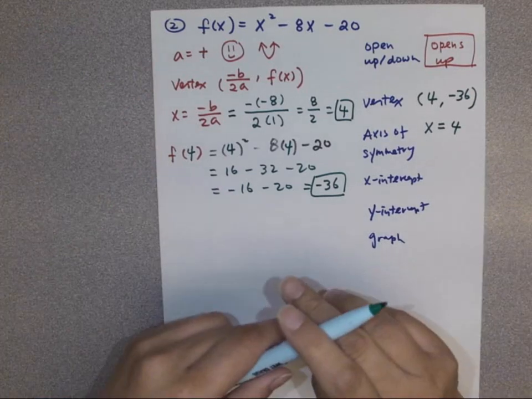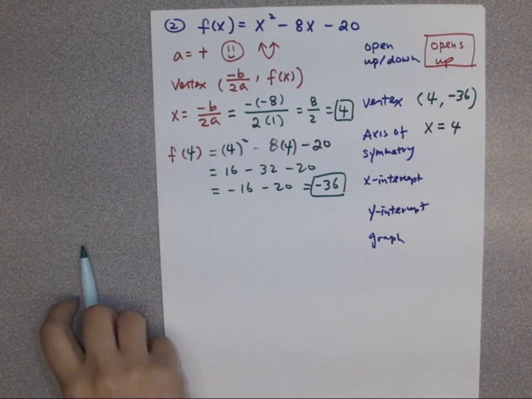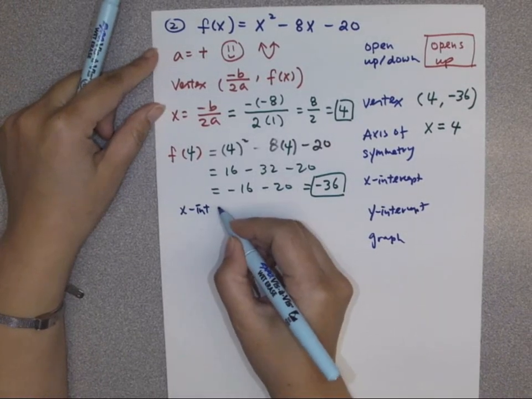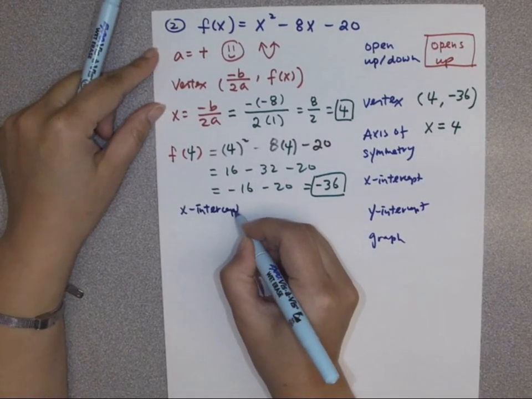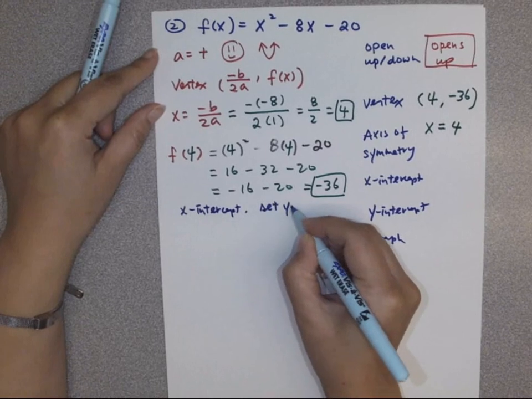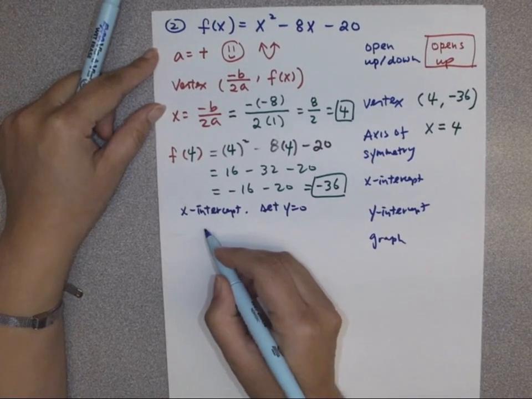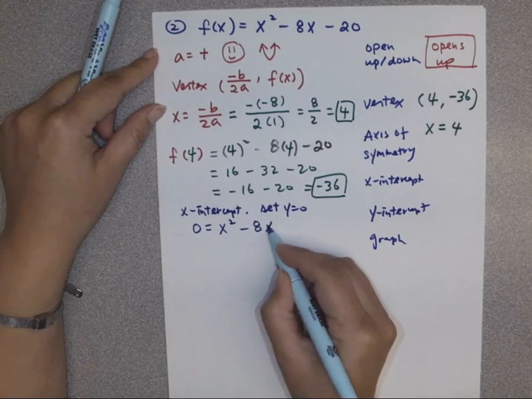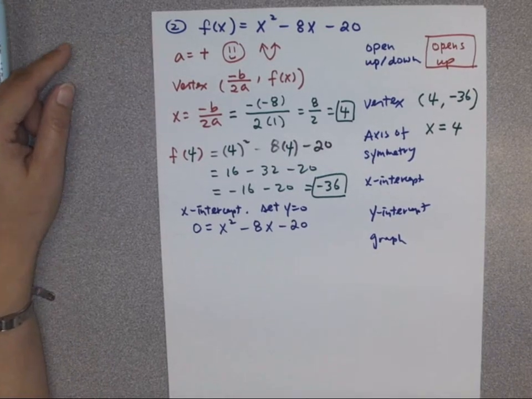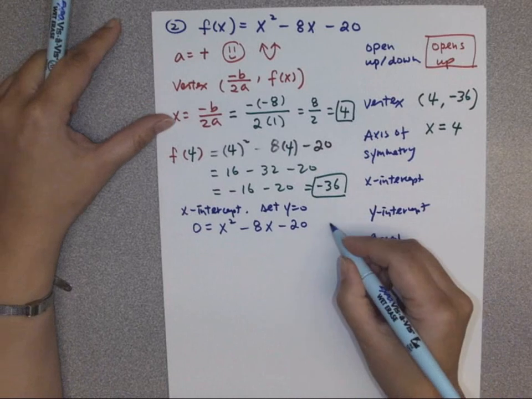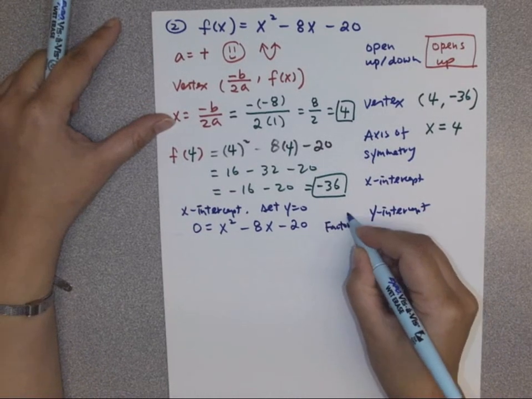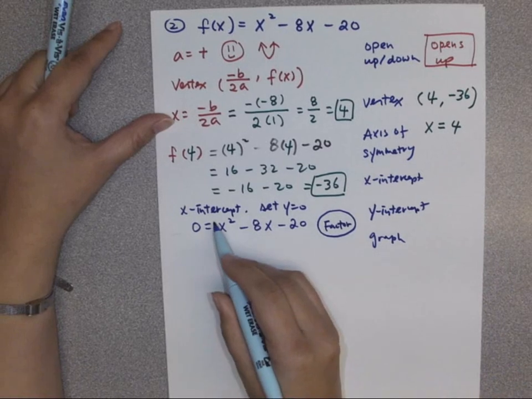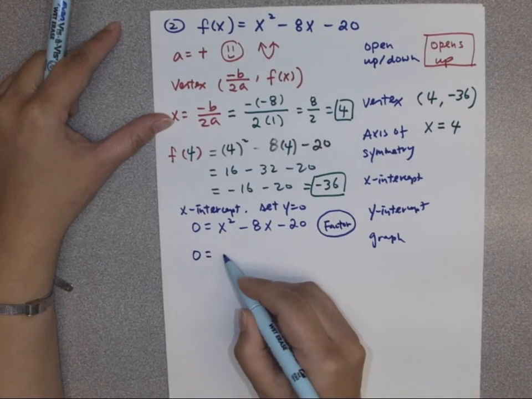For x-intercept, we need to set y equal to 0. So 0 equals x squared minus 8x minus 20. Because it's quadratic, hopefully you know that we need to factor or use the quadratic formula. And that's why we have the competence exam, right? And the leading coefficient is 1.